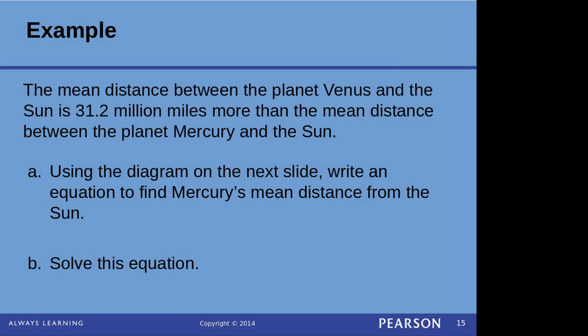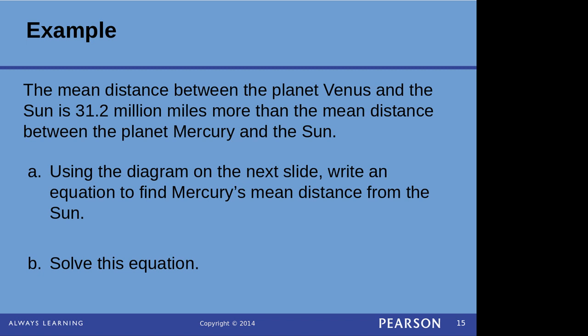All right. And it says the mean distance, or the average distance. Well, let me read it first and then I'll break it down. The mean distance between the planet Venus and the Sun is 31.2 million miles more than the mean distance between the planet Mercury and the Sun. Use the diagram to write an equation to find Mercury's mean distance from the Sun. Solve this equation.